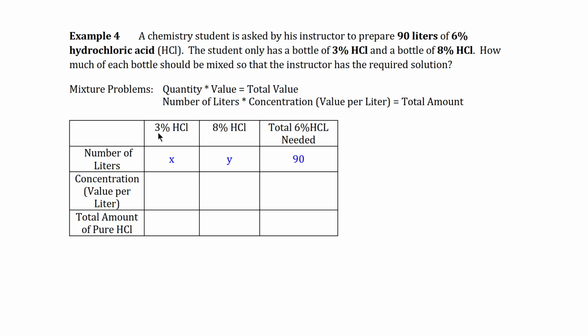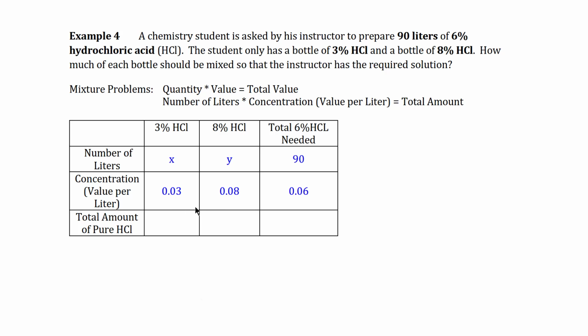Next, we can go ahead and fill in the concentration for each of the columns. So for the 3% HCl, this is just 3%. We write it as a decimal, so this is 0.03. For the 8% HCl, we write this as 0.08, and the total needed is 6%. We write this as 0.06.